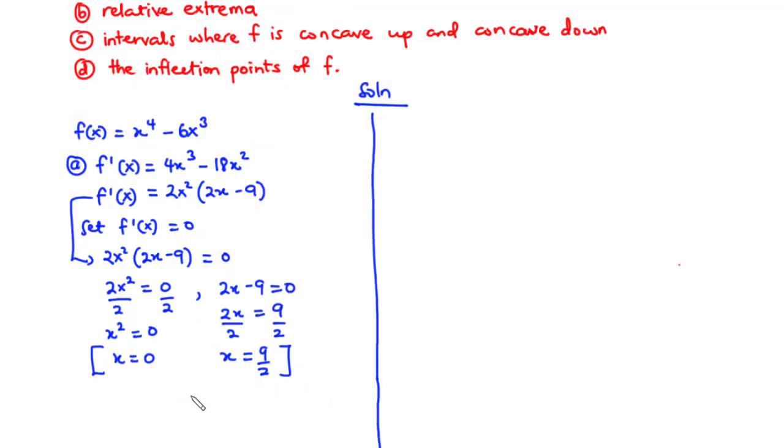Now the next thing we are going to do is to draw a number line, and then we represent x equals 0 and then x equals 9 over 2 on the number line. So we have this to be 0, and then we have this to be 9 over 2, which is the same as 4.5.